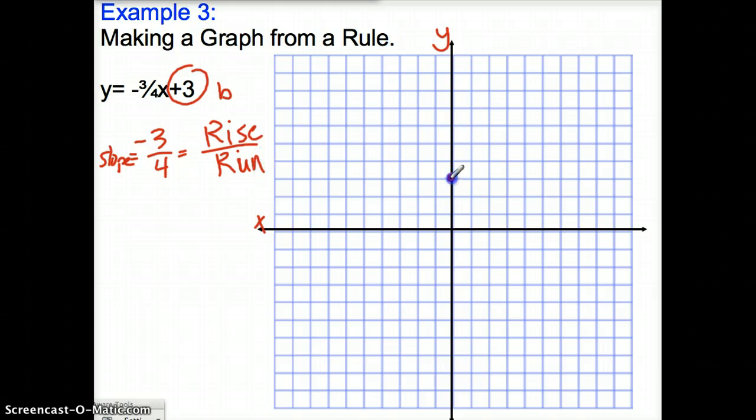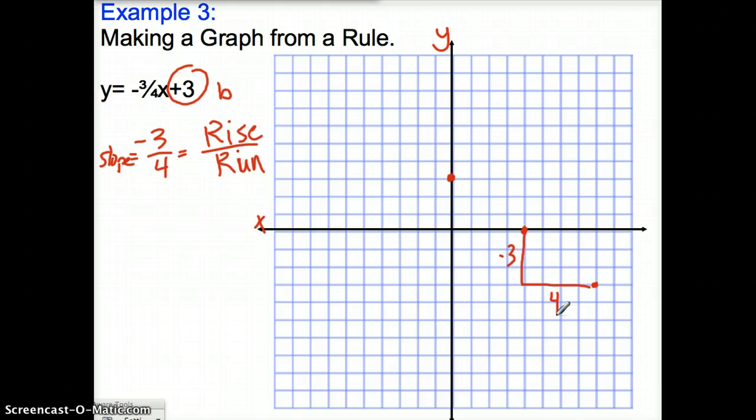So I'm going to go from this point, I'm going to go down 3, over 4, and that's where I'm going to plot my next point. Let's do it again. I'm going to go down 3, over 4. And that's where I'm going to plot my next point. So a key question that students tend to have or make mistakes on is understanding why we go down 3 but then we go forwards 4.